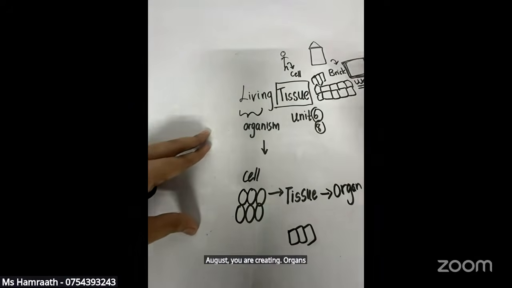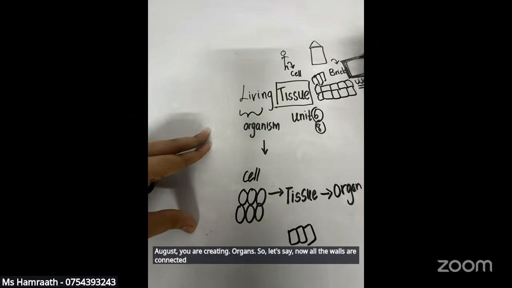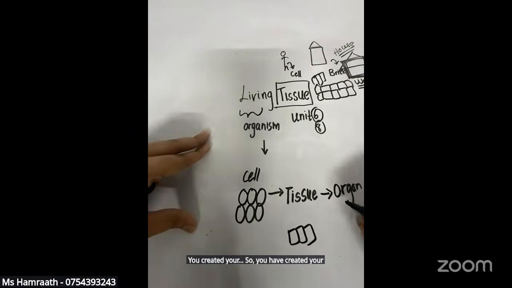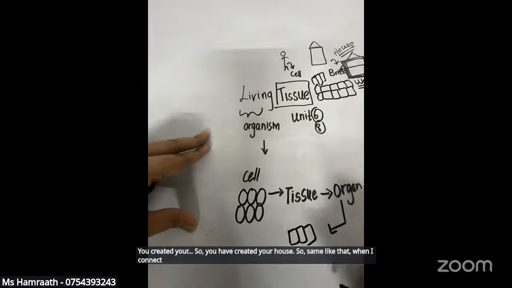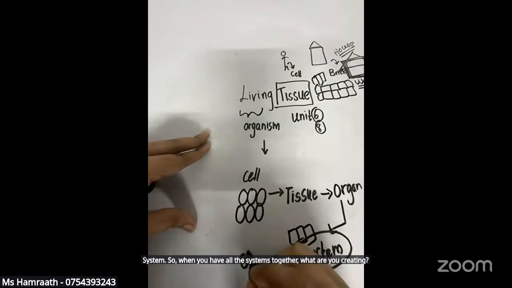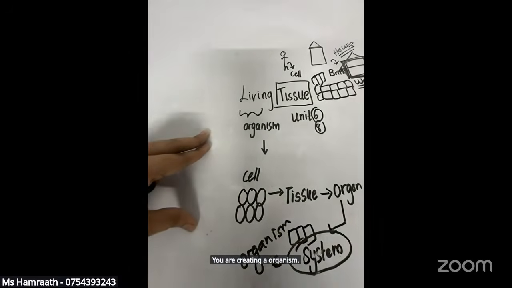So let's say now all the walls are connected. Now what are you doing? You have to just put the roof. Now finally, what did you create? You created your house. Same like that, when I connect all the organs, I am creating a system. So when you have all the systems together, you are creating an organism.